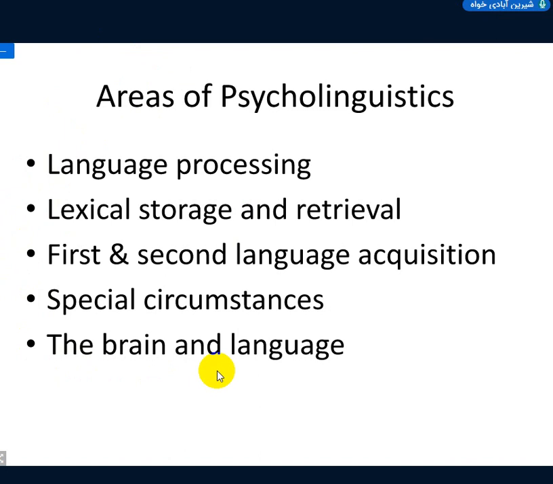The brain, the nerves, it is related to the nerves, neurolinguistics. For example, what happens in the brain when you are processing a sentence from different perspectives, semantically, syntactically, and then what happens in the brain. So we are not covering these last issues because it is too vast. We just cover lexical storage, language processing, and first language acquisition.